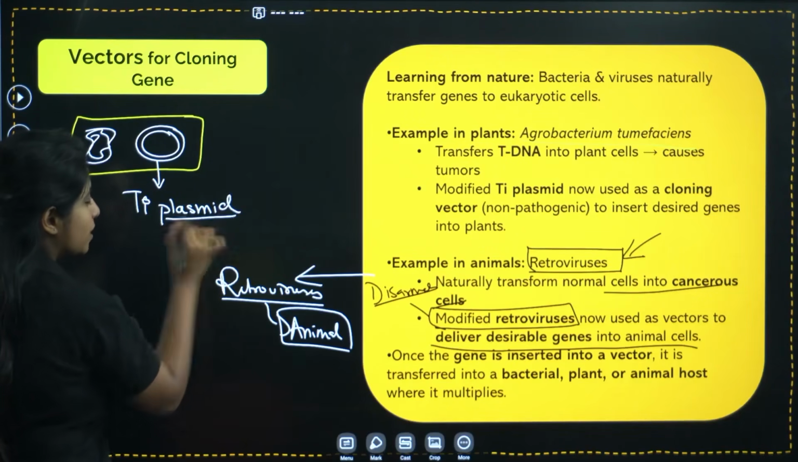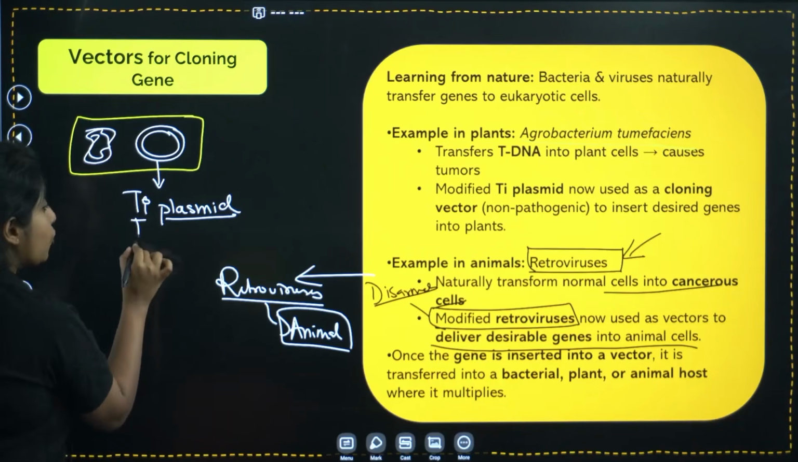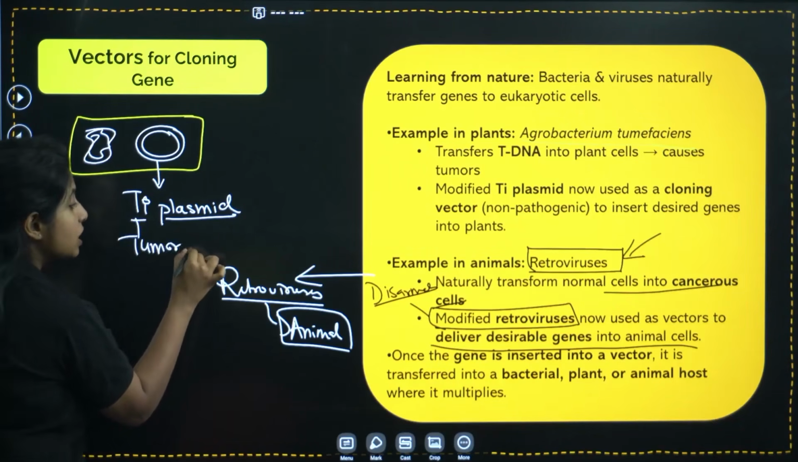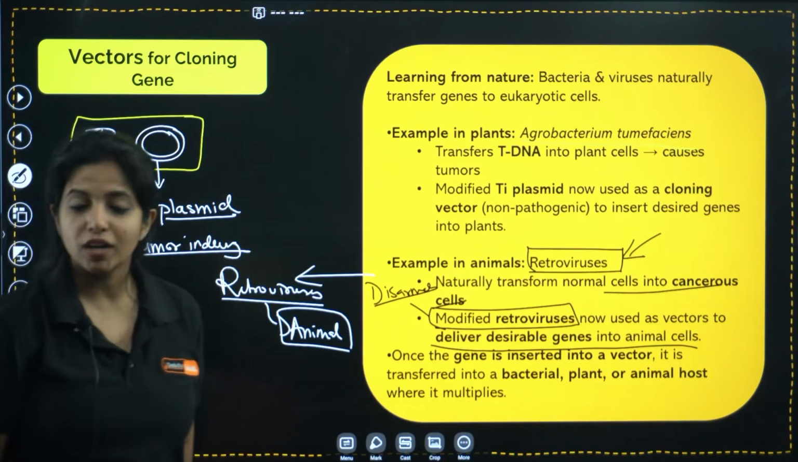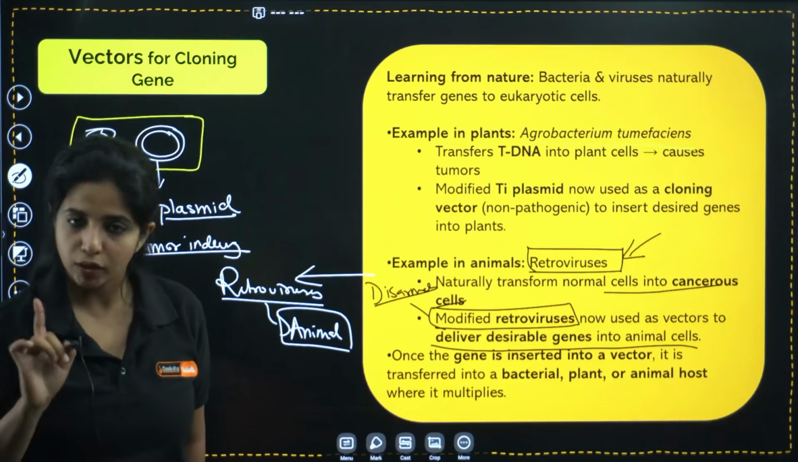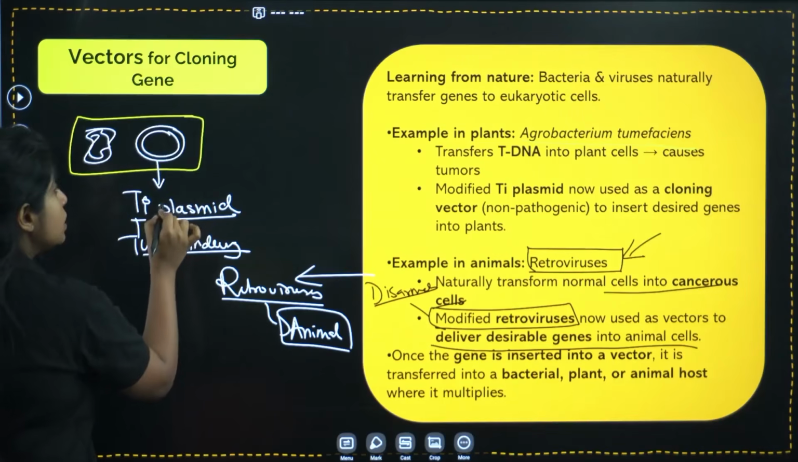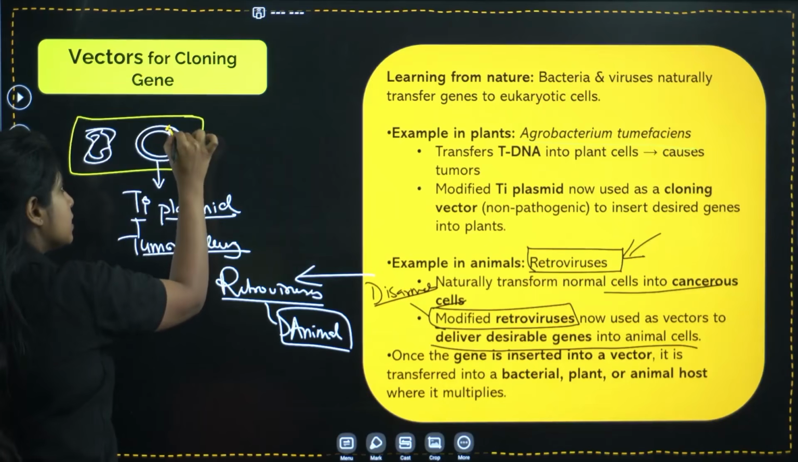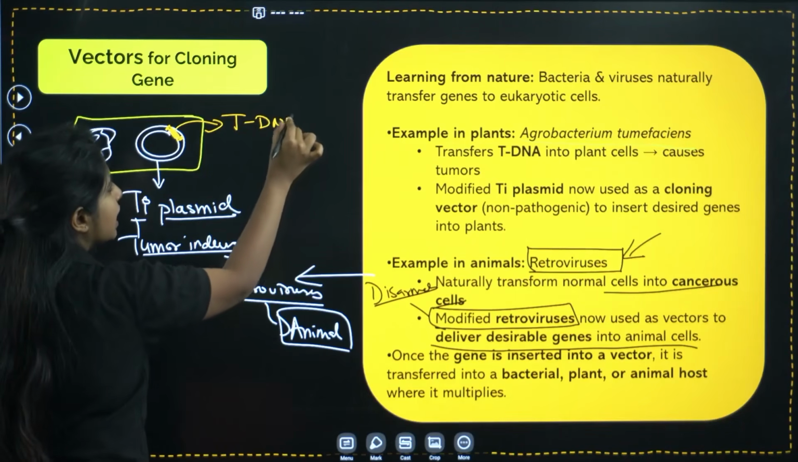Okay, ma'am, why a specific name? Do you know the meaning of Ti? Ti stands for tumor inducing. It basically induces tumors in organisms. So this is the Ti plasmid that we have. Why do you say that it is tumor inducing? Because there is a gene right over here which is known as tDNA.